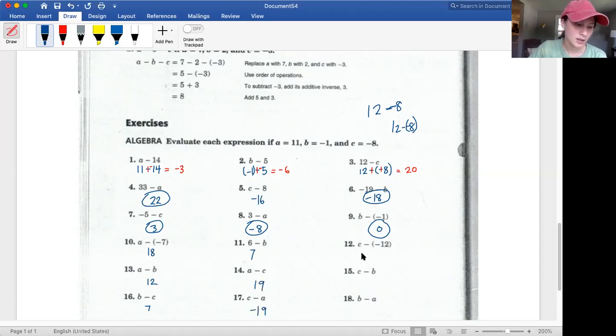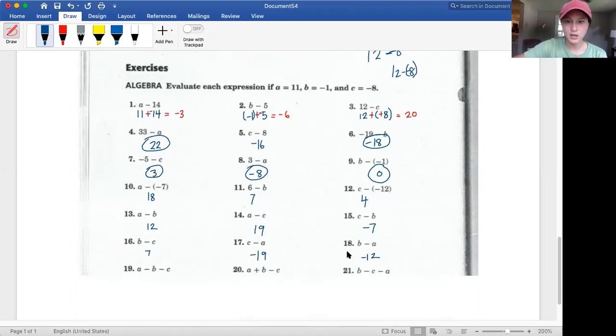19 here, and that's 4, -7, and -12. Okay, that should be everything here.